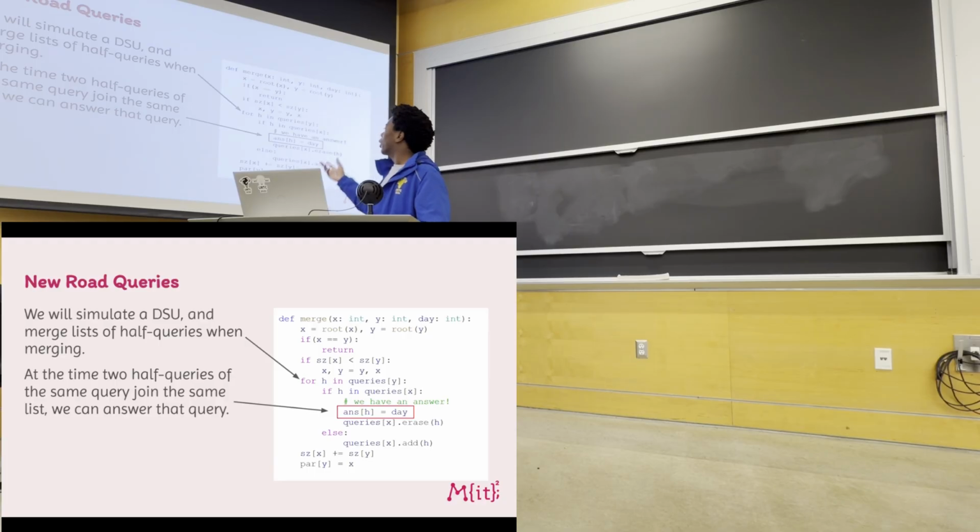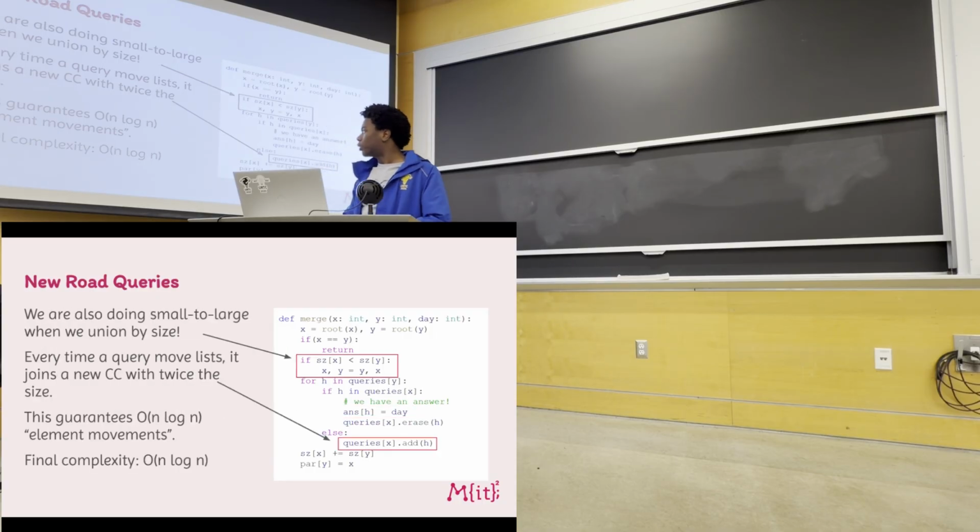So you have a list of queries for each component, and we run into the same issue as with the coloring problem: even though this is better, the list of queries can still be O(n), or O of the number of queries in the problem, for each list. However, if you do small to large merging again, that means the smaller list is joining a list of size at least double. And since you can only double up to log of the total number of queries in your problem, this gives a log of the number of queries. So it's n log n if n was the number of queries.